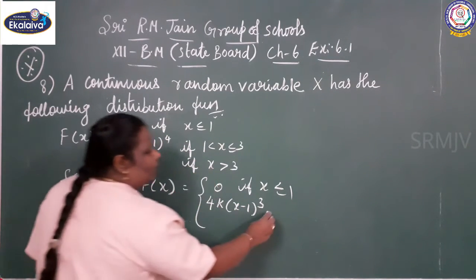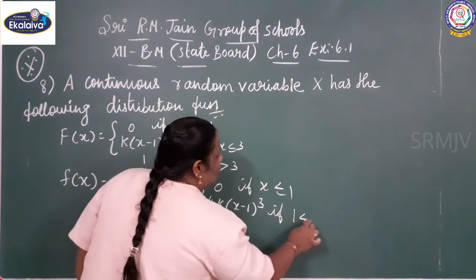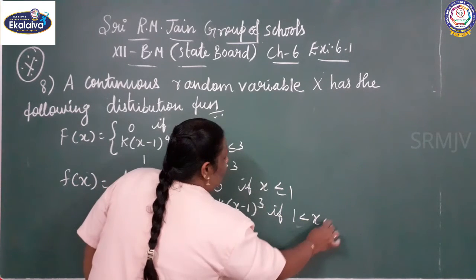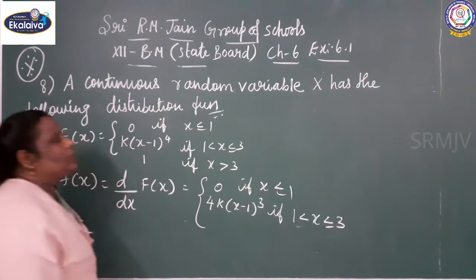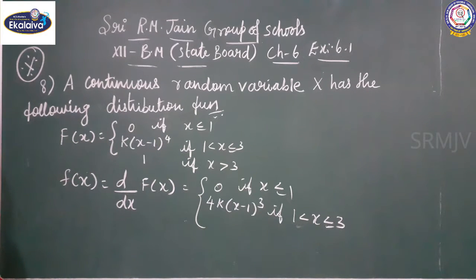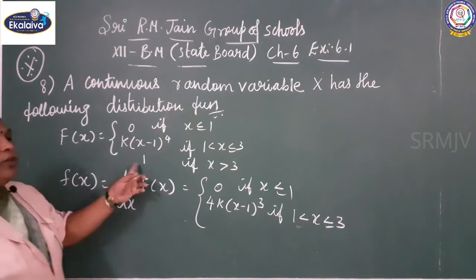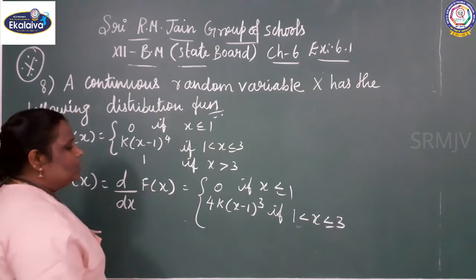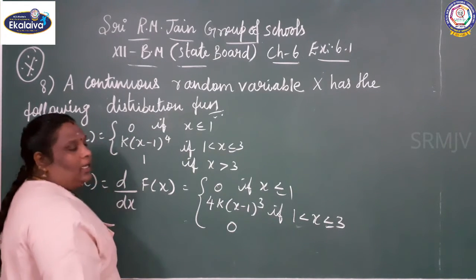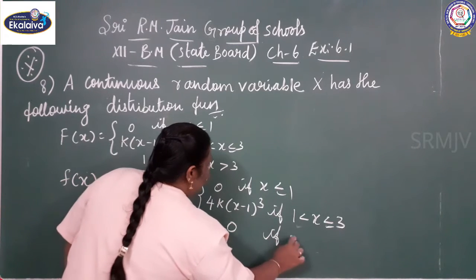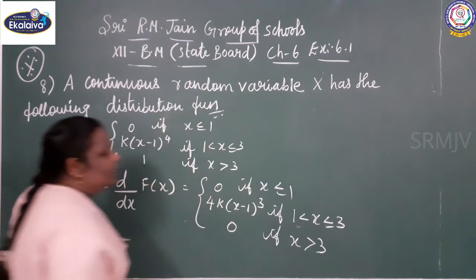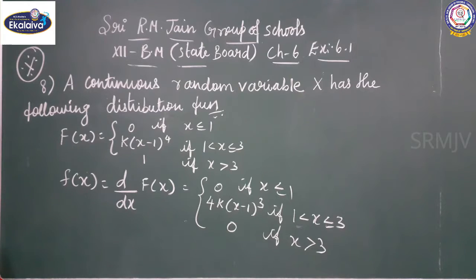What is the limit? If 1 less than x less than or equal to 3. Next, what is the differentiation of 1? 1 becomes 0 because it is a constant. 0 if x greater than 3.